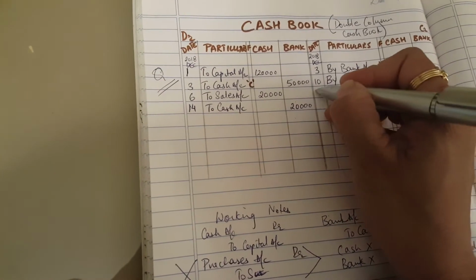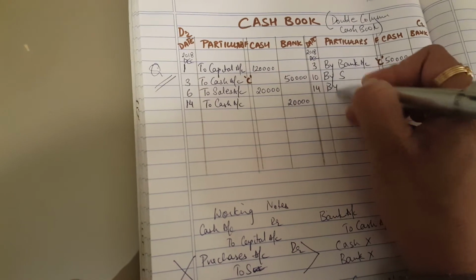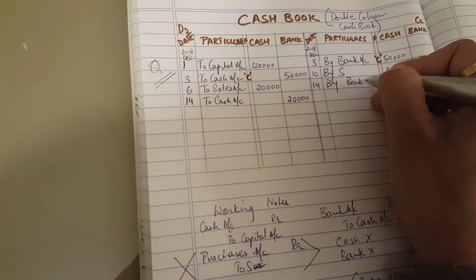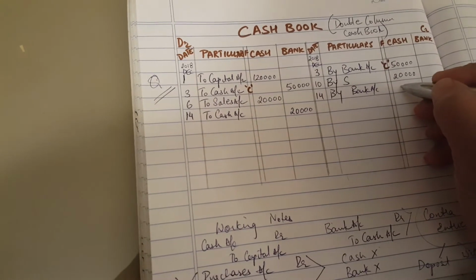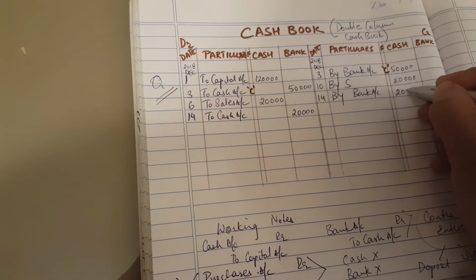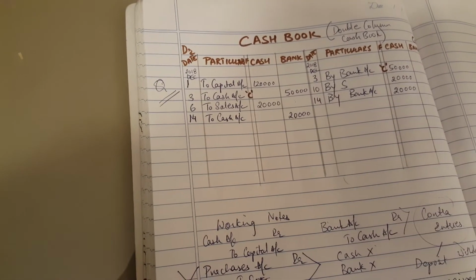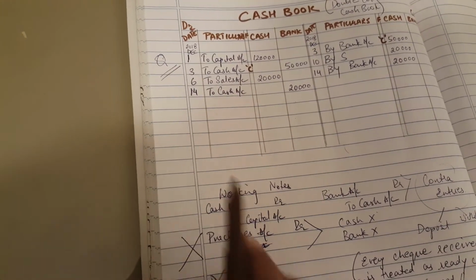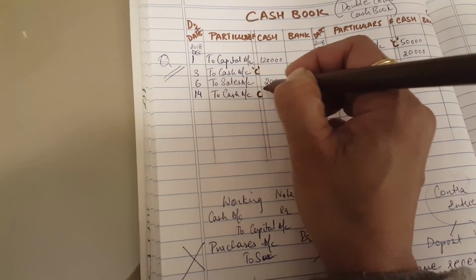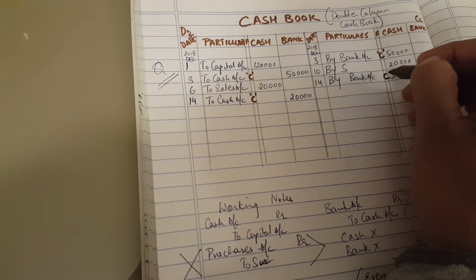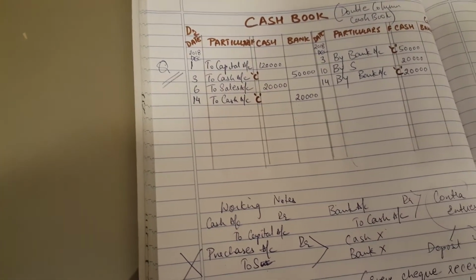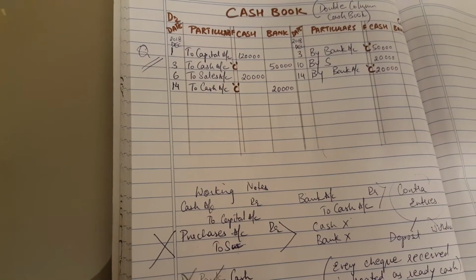And similarly, on the 14th, you will write by bank account, and you will write the amount in the cash column, which is 20,000. And since this is a transaction where bank and cash both are involved, hence we will mention it by putting a C, that is for contra entry.